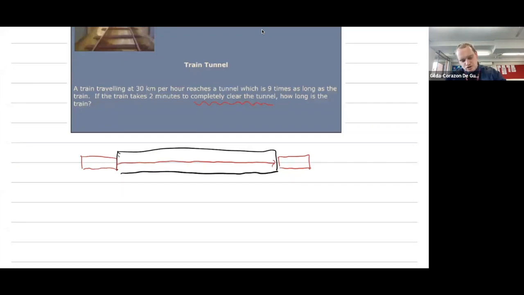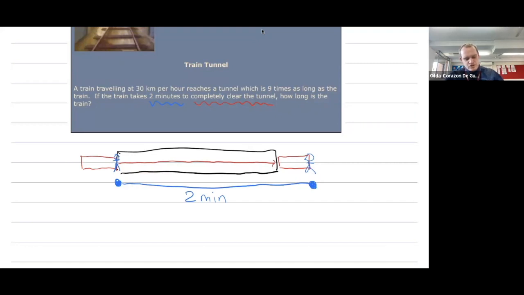So if you were the driver of the train, okay, let's say there's me, the driver. The driver actually ends up not at the end of the tunnel, but at the end of the tunnel plus another train length. So the driver goes from here all the way to here. That takes 2 minutes. Okay, that's that part of the question.